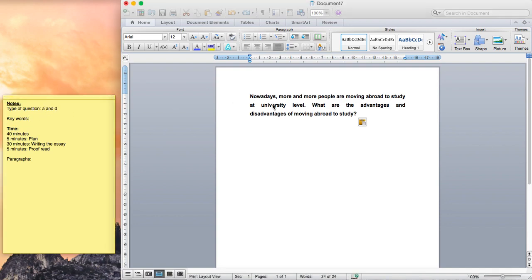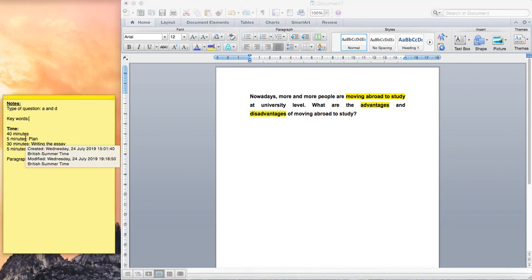Now the next thing we're going to do is highlight the key words. So I would say moving abroad to study is a key word or a key term. Advantages obviously is a keyword in this case, and so is disadvantages. Now remember, for this task you should aim to answer it in approximately 40 minutes.